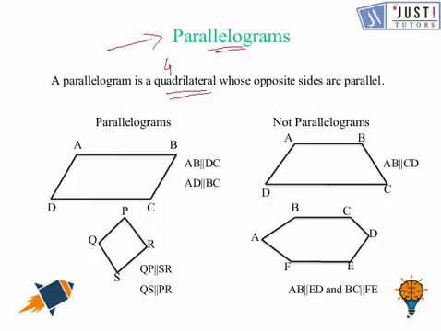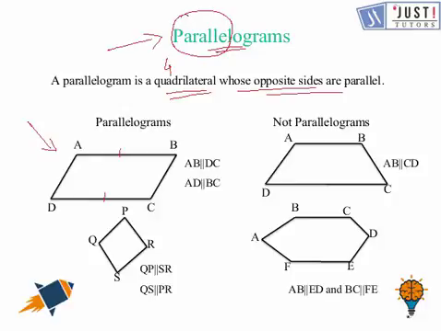As the name suggests, it is something related to parallel, and this is about opposite sides. The opposite sides of a parallelogram are parallel. That is why it is named a parallelogram. If we consider this diagram, AB and CD are opposite sides, and opposite sides of a parallelogram are parallel. So if AB is parallel to CD, we can say that one pair of the parallelogram is parallel. Now we are looking for the other pair, AD and BC.